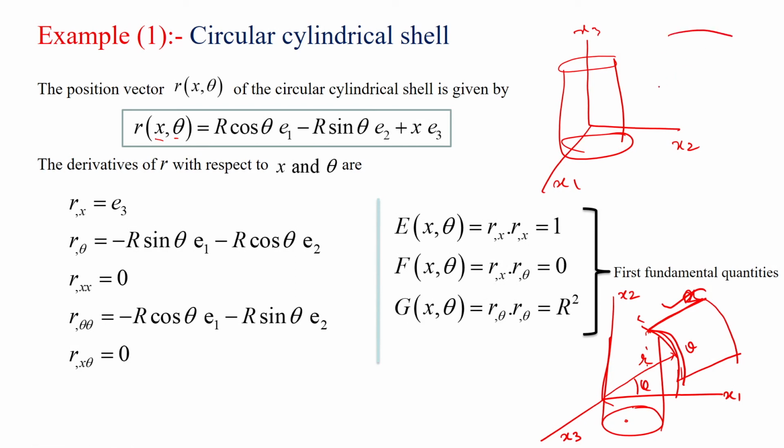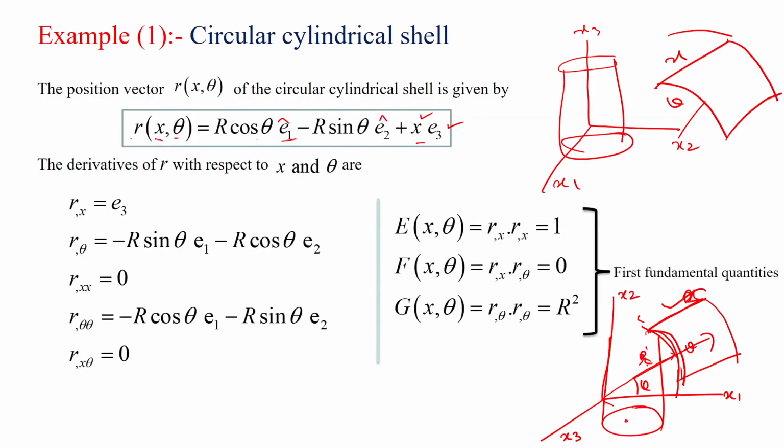So, first we will have to take a patch x and theta, these are two curvilinear parameters, and from that we have to find out the position vectors. So, if this is the radius of a cylinder, then r cos theta into E1 hat minus r sin theta into E2 hat plus x E3, x is the length along the third direction E3. So, this is the position vector. Most of the time, finding the position vector is the most important or critical step.